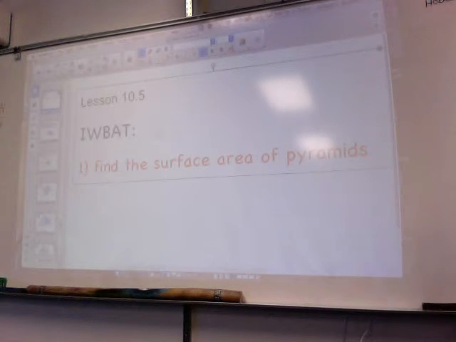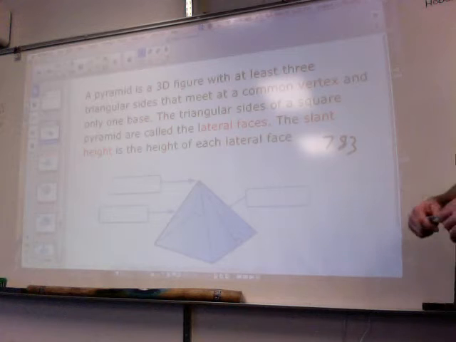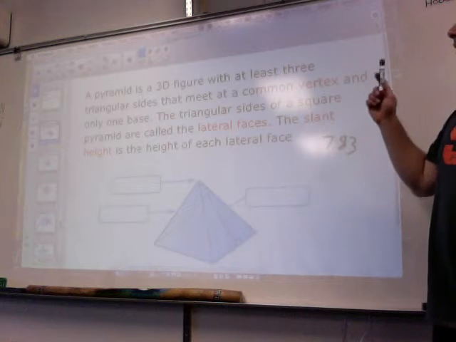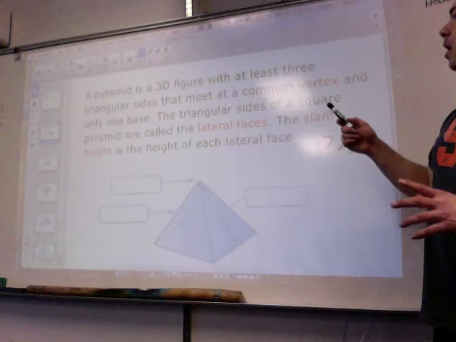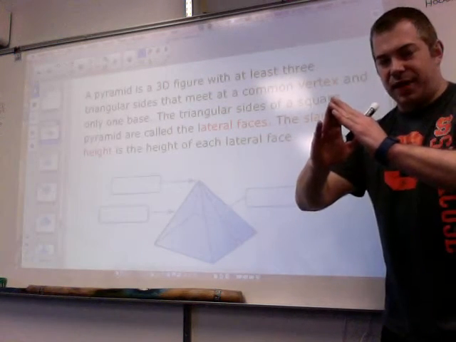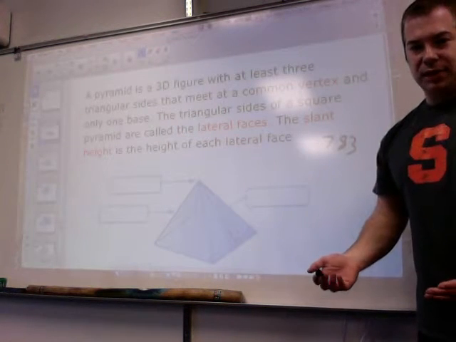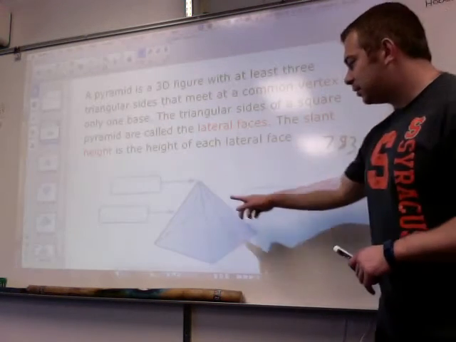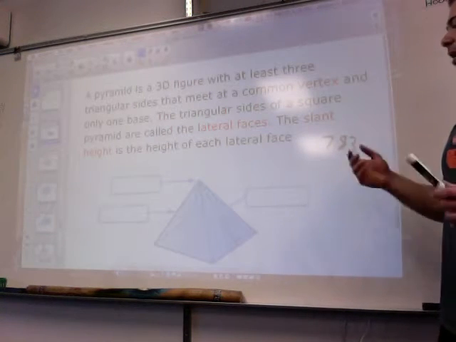Let's check it out. So this is in your book on page 783. If you can't see it or don't want to listen to me, here's a definition. A pyramid is a 3D figure with at least 3 triangular sides, at least 3. So I made a mistake when I said 4 before. That meet at a common vertex, where they come together, and only one base, the bottom. The triangular sides of a square pyramid are called the lateral faces. The slant height is the height of each lateral face.